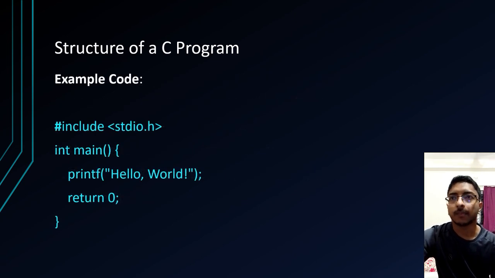Structure of a C program. Now here we see a simple code. It is #include <stdio.h>, or standard input output header file, because inside the main function we see printf, which is in this standard input output library.